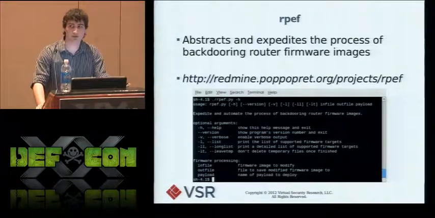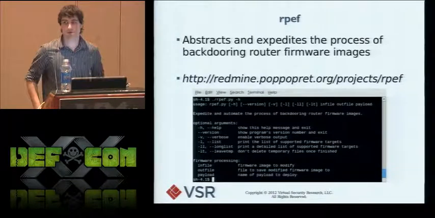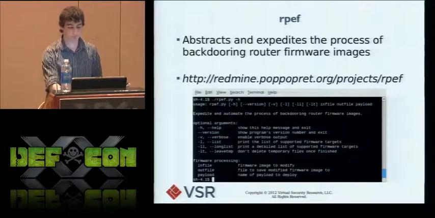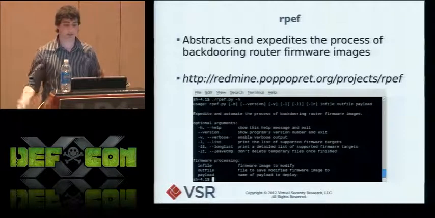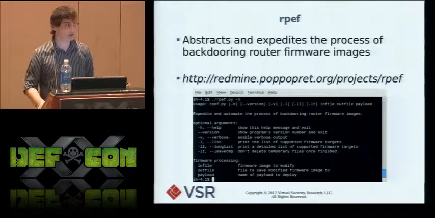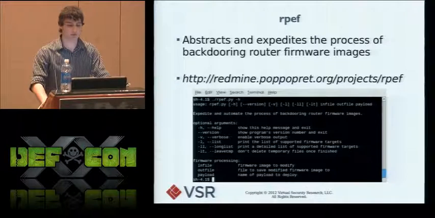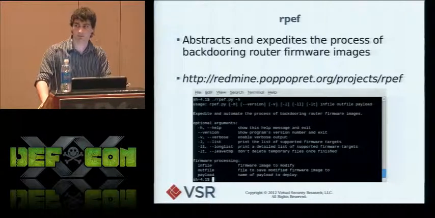So this is where my code comes in. I developed over the past few months a framework called the Router Post-Exploitation Framework. Basically, it abstracts and expedites the process of backdooring router firmware images. I believe the website is up. It's in a Redmine repository. So if you want to grab it, do it quick before somebody pulls out the Redmine 0-day and takes it down.